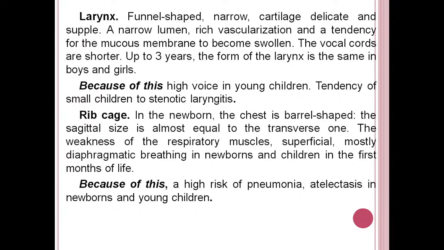Rib cage. In the newborn, the chest is barrel-shaped. The sagittal size is almost equal to the transverse one. There is weakness of the respiratory muscles, and superficial, mostly diaphragmatic breathing in newborns and children in the first months of life. Because of this, there is a high risk of pneumonia and atelectasis in newborns and young children.